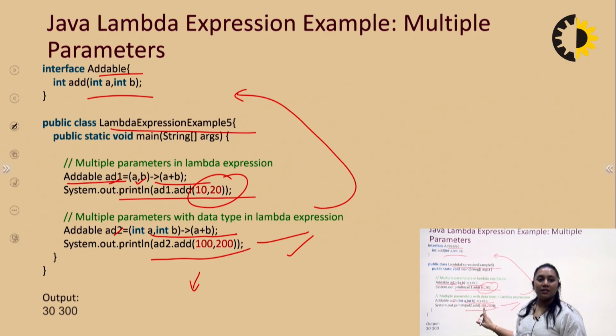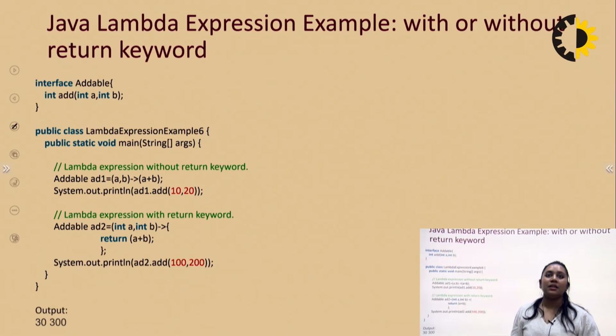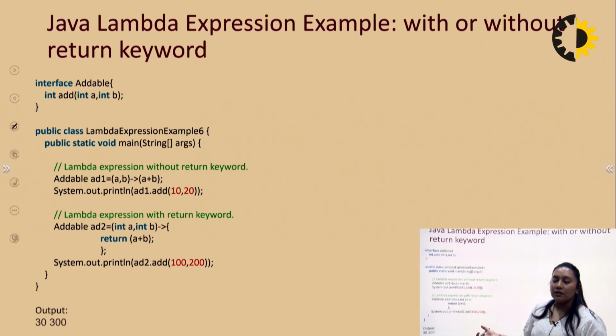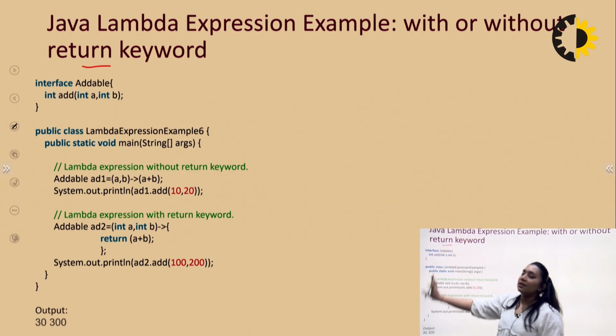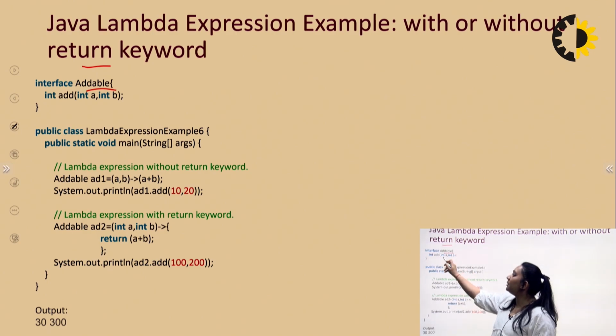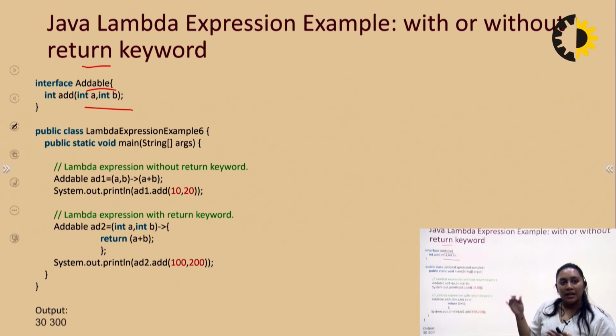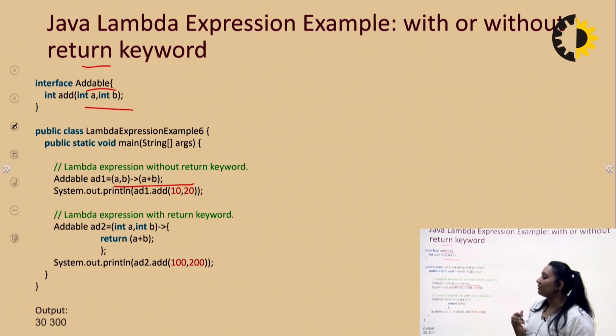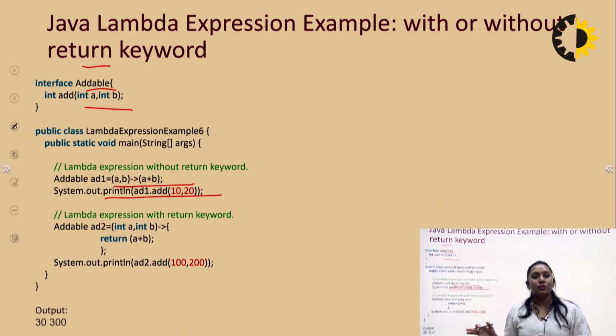Next, if you want to give examples with or without the return type, because it is the third characteristic of the lambda expression, which does not include any return keyword, right? So in this, it makes the interface with the help of Addable, defining the integer value. In the main method, we go and make the conversion of the lambda expression without the return keyword. We simply give the print commands to execute the program.